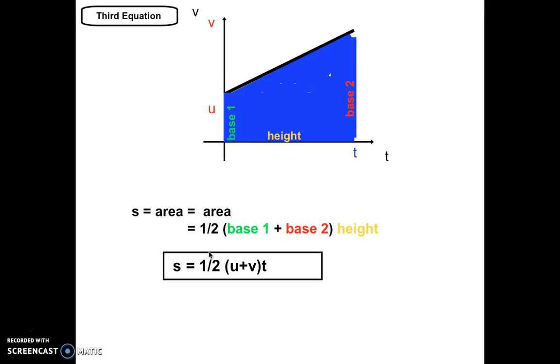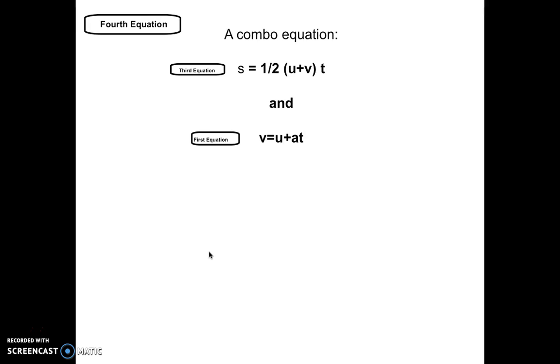And then we can get even another equation. And this one is a combination equation. We're going to do some algebra where we have two equations and we're going to combine them together to get rid of the variable time. Because sometimes you don't know the amount of time something happens for, but you maybe still want to know how fast it's going. And because we have these 3 different equations, we can combine 2 of them together to get rid of time entirely.